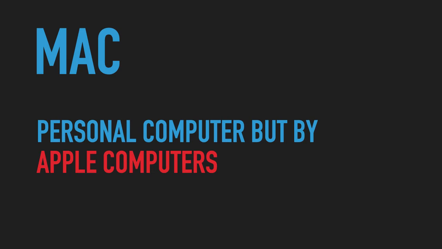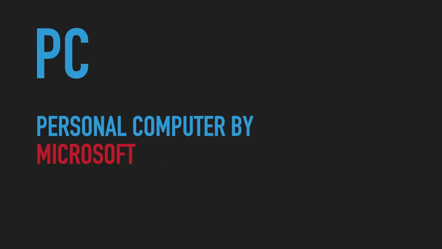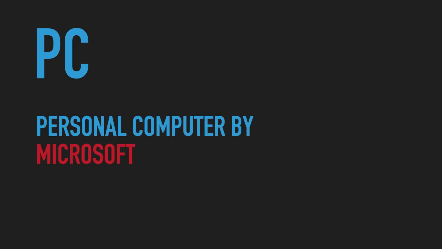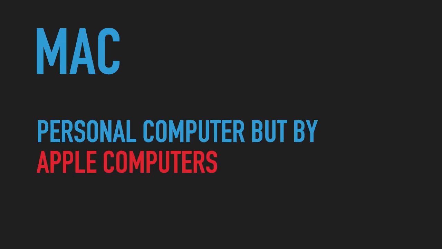Now, if you look at Mac, it's also a personal computer, except it's made by Apple computers. And the PC, it's more like personal computers made by the Microsoft side, okay? Now, they're both PCs, so don't get confused. They're both PCs, so that means we have the personal computer by Microsoft, and we also have the personal computer by the Mac people.